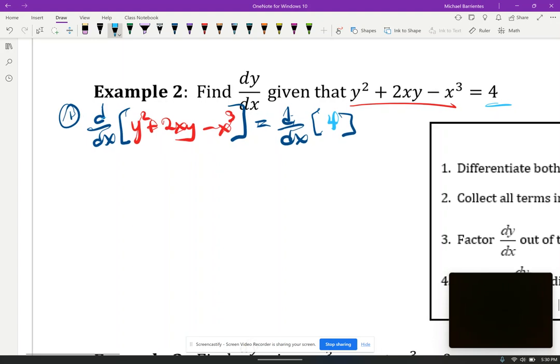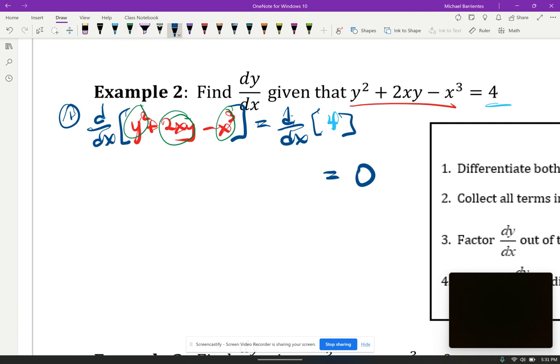I'm zooming in a little bit. We can find the derivative of 4 fairly quickly, right? The derivative of a constant is just 0. But when I try to find the derivative of this whole set of terms, I notice that there are 3 terms that I have to deal with. I have to find the derivative of y squared. I have to find the derivative of 2xy. And I have to find the derivative of x to the third. And I'm supposed to add the first 2 derivatives and then subtract the third one.